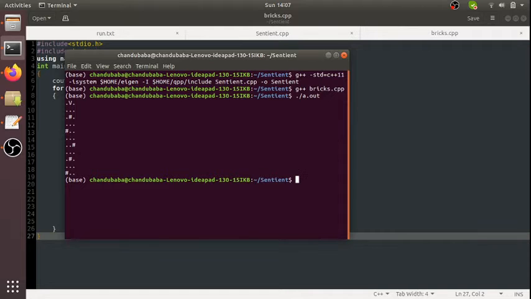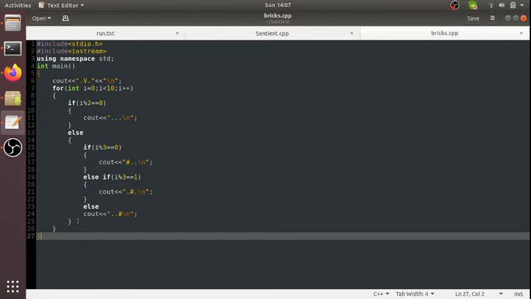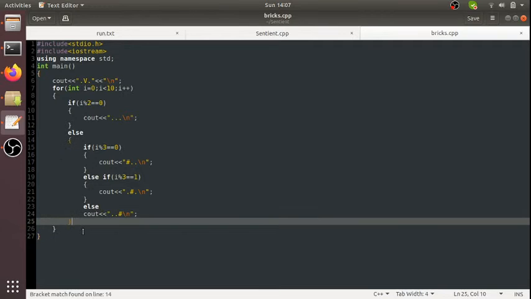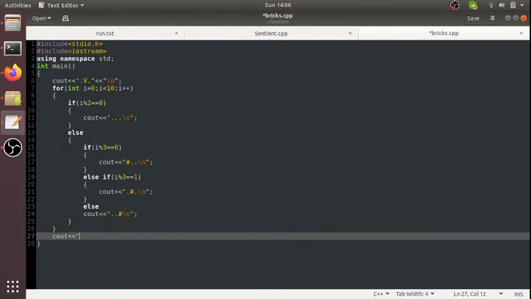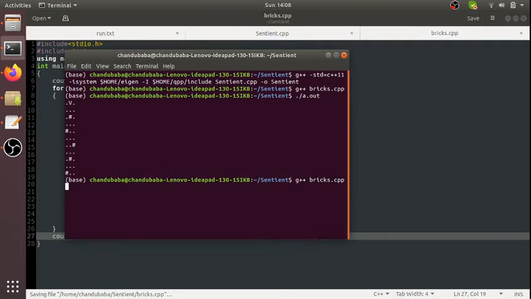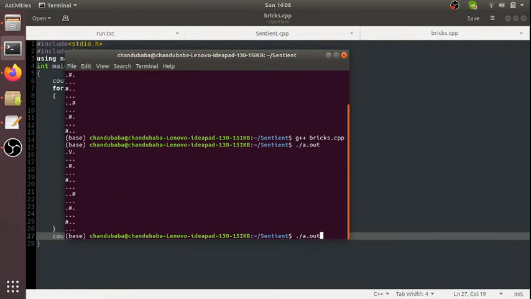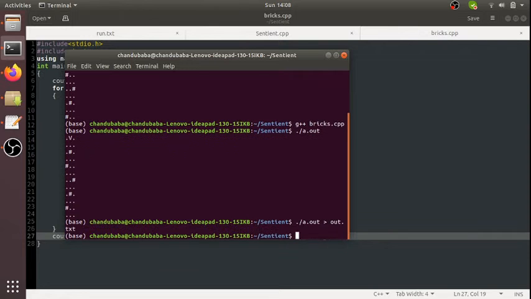This is pretty good. So in the end I should print the finish line. Maybe not. Yeah, I should print the finish line in the end. cout and ding, ping, ping, ping. So this is it. So I'll write. This is the output. So out.txt. Yep. So this is the output.